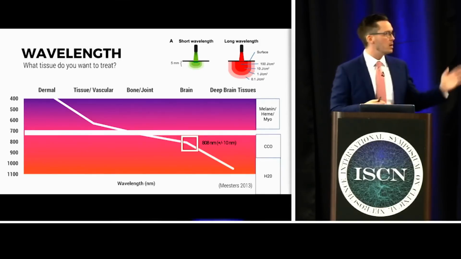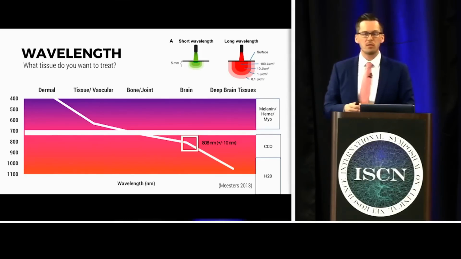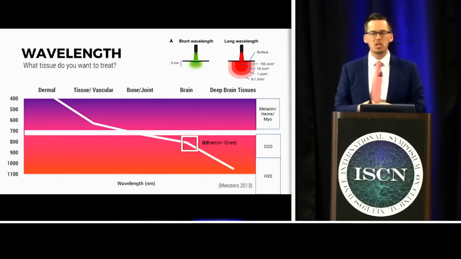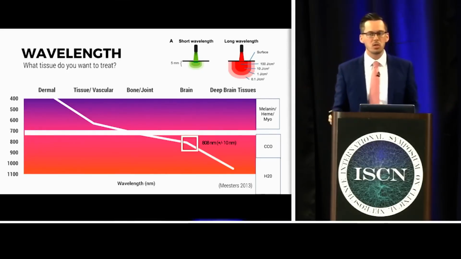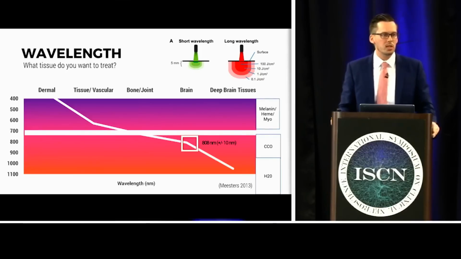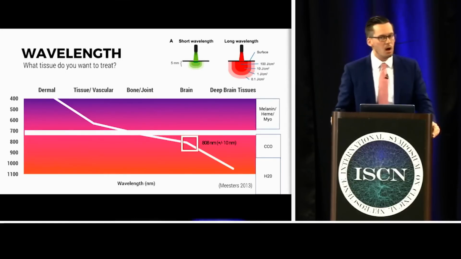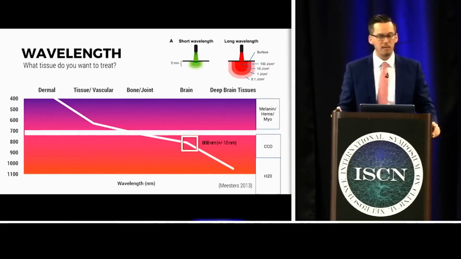And as we go down into the real infrared spectrum, we're looking at deep brain tissue as realistically our target for some of those different wavelengths. In the top right-hand corner, you can see a good graphical illustration of the difference between a short wavelength and a long wavelength. The penetration of that short wavelength is only about 5 millimeters. When we start looking at the distribution of that long wavelength, you see there's a whole lot more penetration.